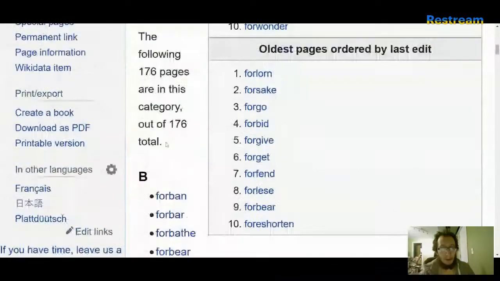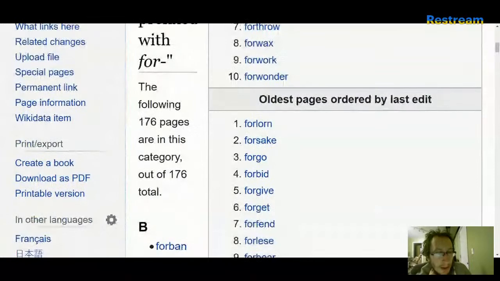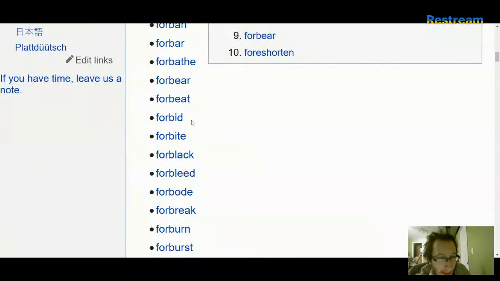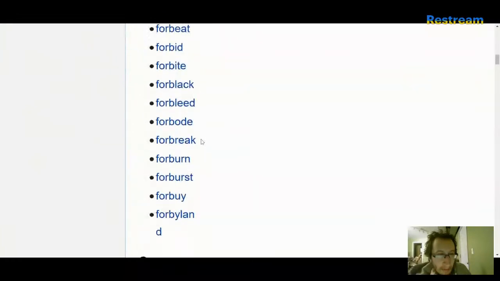Let's see. Hold on a second, because this will help illustrate the principle I'm mentioning. Okay, so this isn't intended to be exhaustive, but this is just an example to illustrate the point. Oh wow, there's a lot more than I thought. There's 176 pages that are linked in this for Wiktionary. So let's just look at a few of them. Like I said, forbear, forbid, a lot of these I've not even heard of before.